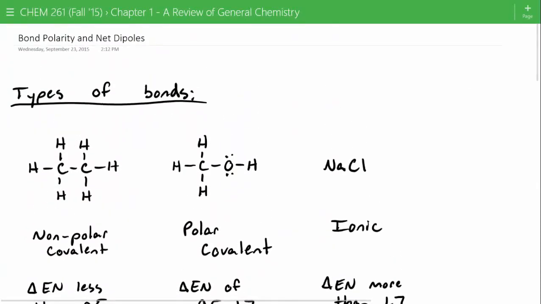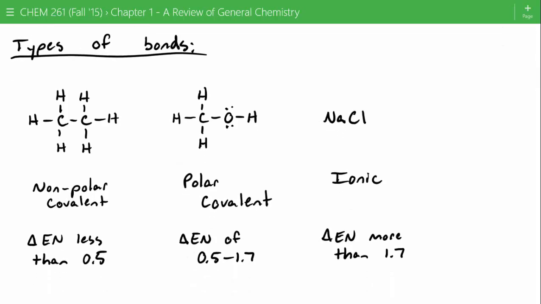So yesterday we finished off talking about bond polarity and net dipoles, or these forces that occur within bonds. We had three classes. We had nonpolar covalent, and we said nonpolar covalent is when you've got a difference in electronegativity of less than 0.5. Polar covalent is when you have a difference between 0.5 and 1.7. And then with ionic, we've got a difference of 1.7.